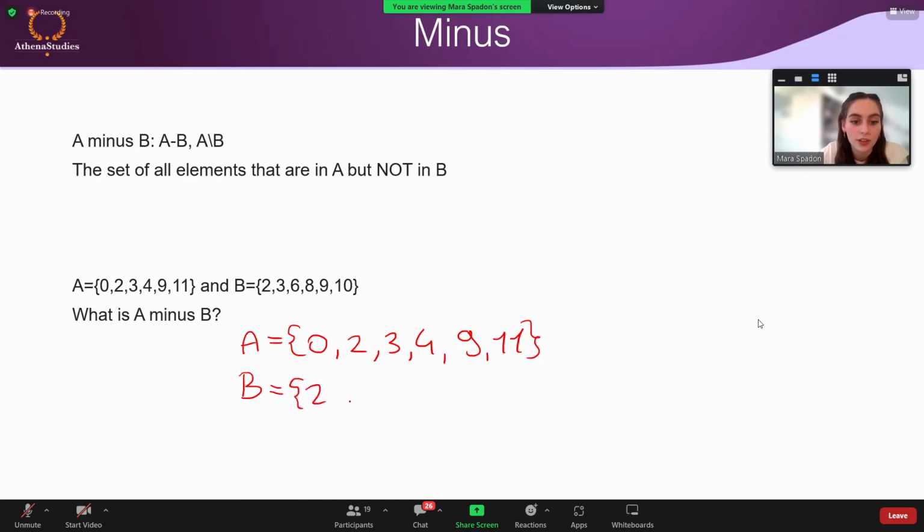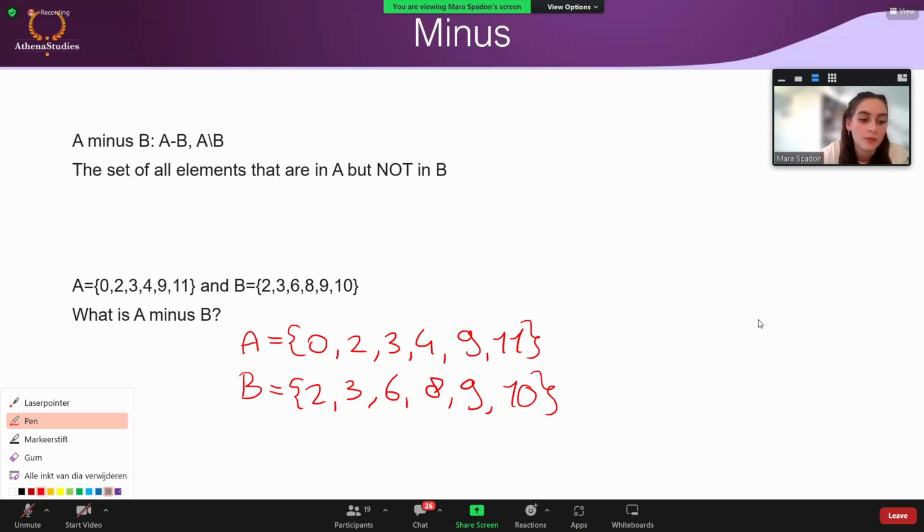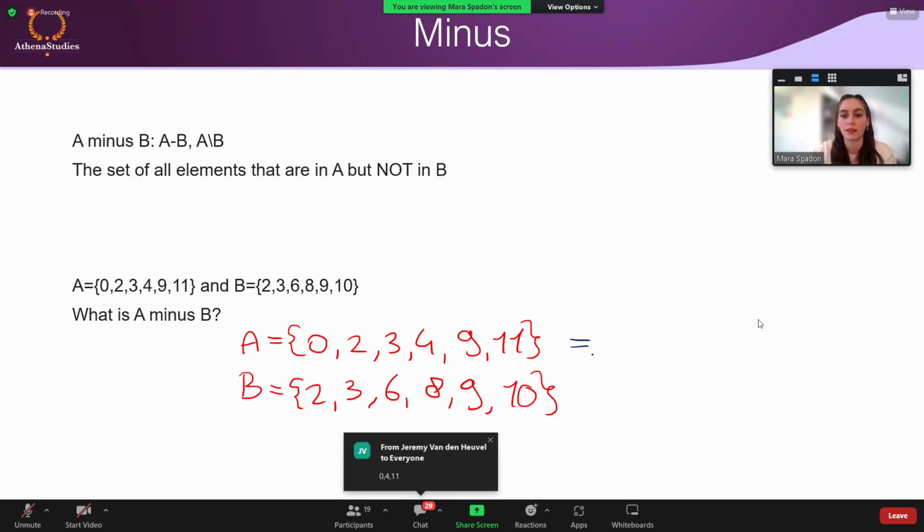And what do we do? We check that every time an element is in B, we remove it from A. So could anyone tell me what they think A minus B would yield in our case? So you take A and you remove all elements that are also in B. All elements that are in A but not in B. Yes, great. We indeed would have 0, 4, and 11.